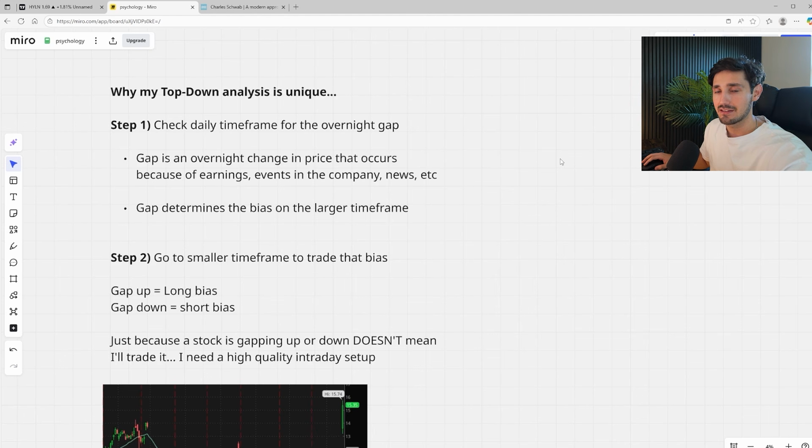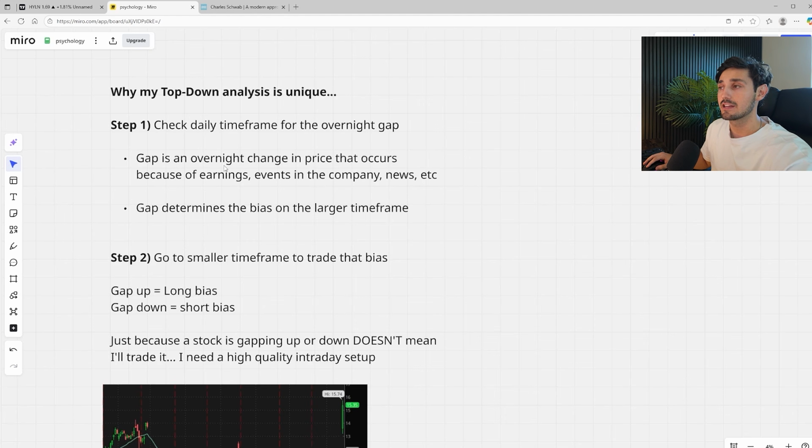And the reason why my top-down analysis is so unique and why I'm always starting off looking at the daily time frame for my day trading is because I am a gap trader. I like to trade stocks that had overnight changes in price. And every single morning before the stock market opens at around 8:30 a.m. Eastern, I do a scan and I look for stocks that had overnight changes in price. And these are called gaps.